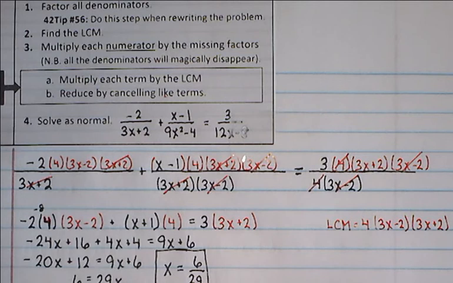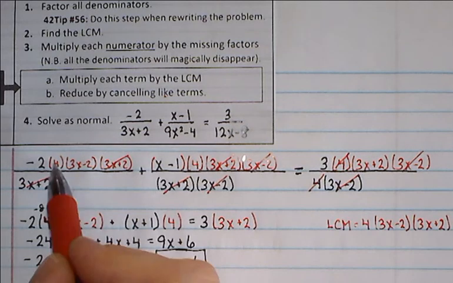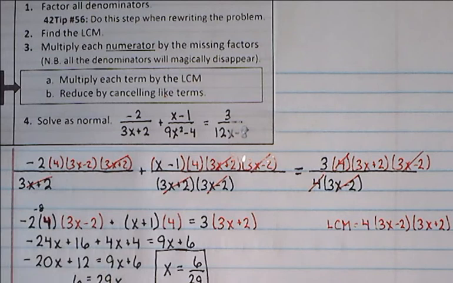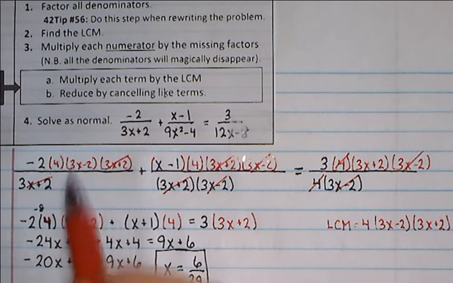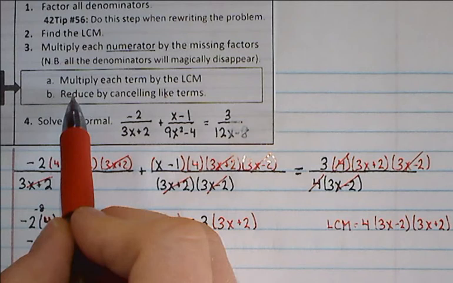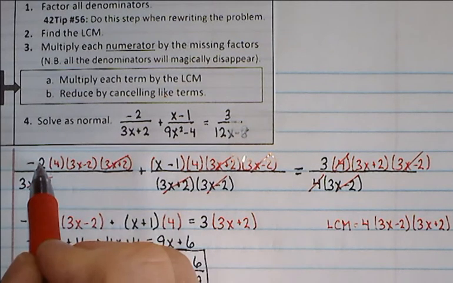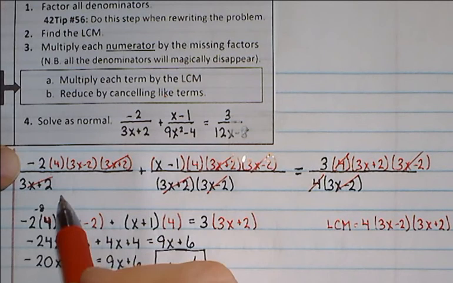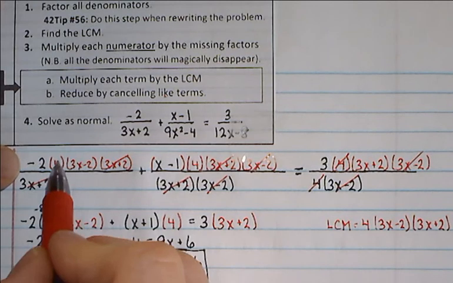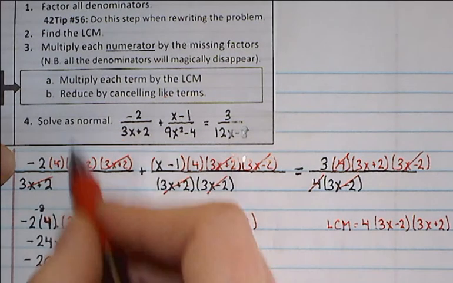Now here's what I want you to see. Notice that after I canceled out, look what factors remain. Not only did the denominators go away, but certain factors remained. These are what I'm calling the missing factors. And so instead of doing steps A and B, if we simply multiplied each numerator by the missing factors, we could go from this step to this step without doing parts A and B.